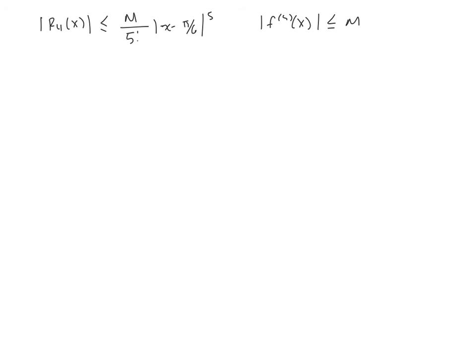The fifth derivative is cosine. And on the interval from 0 to pi/3, the largest value cosine takes on is 1. So the fifth derivative is less than or equal to 1. We take M equal to 1 in this case.